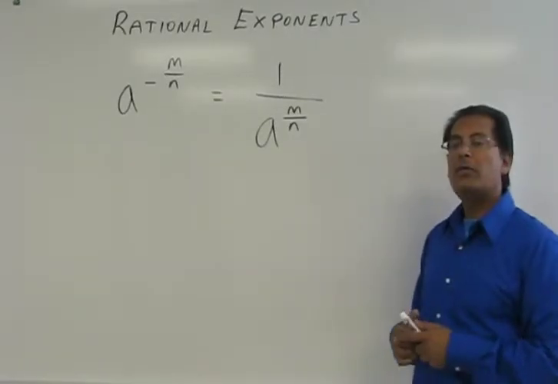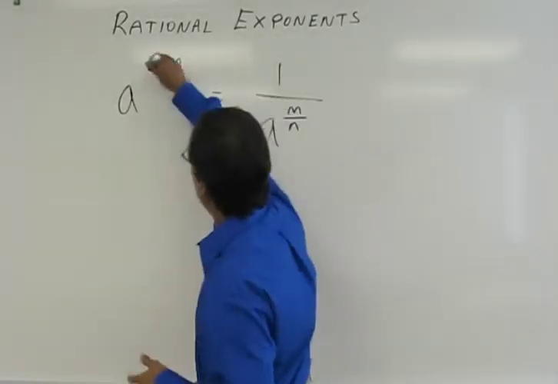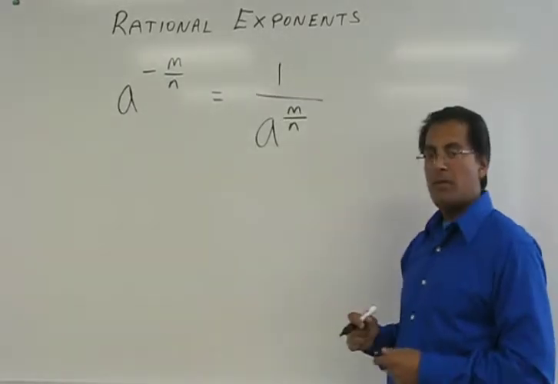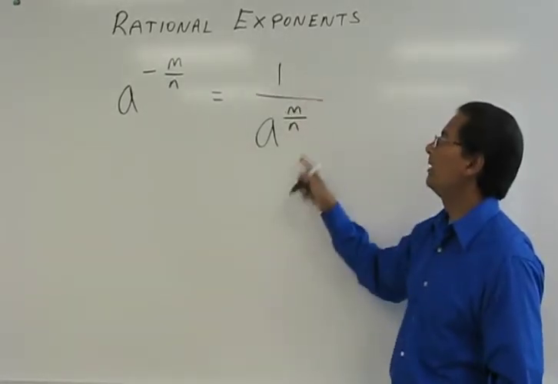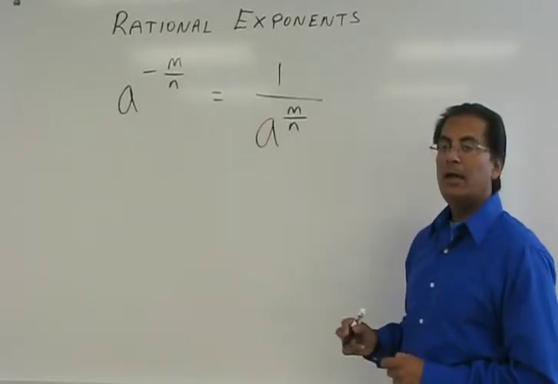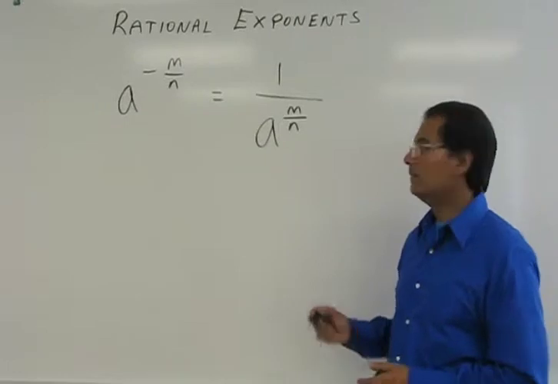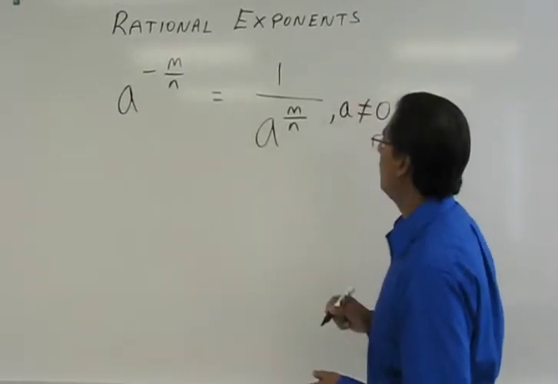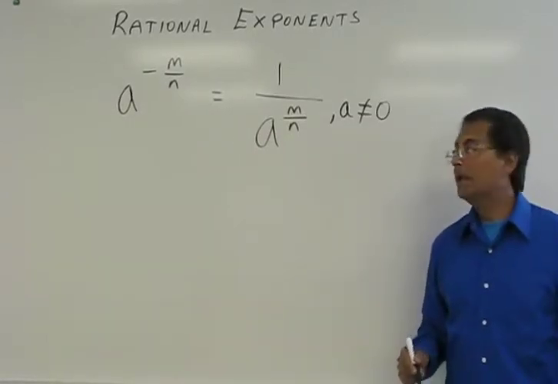Okay, what about if you have a negative rational exponent? If you have a to the negative m over n, it really means, remember, a negative exponent means flip it. So it goes in the denominator. It means 1 over a to the m over n, as long as we make a note that a can't be 0, because then we would have 0 in the denominator, and that's undefined.